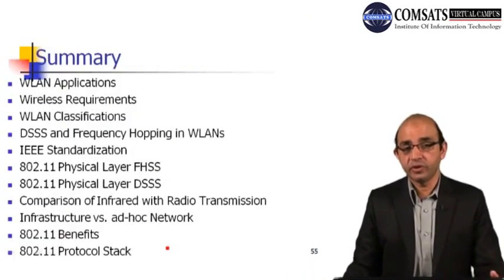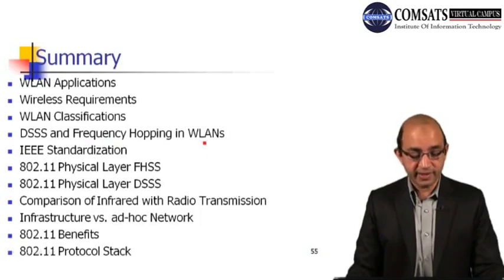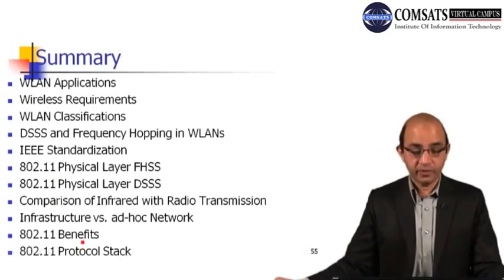So here we are going to finish the first part of this lecture, and in this first part we talked about wireless LAN applications, the requirements for wireless LANs, and then we classified different wireless LANs according to the techniques that are being used. We talked about direct sequence spread spectrum and the frequency hopping technique that is being used in wireless LANs, IEEE standardization 802.11, and then we compared different technologies, and lastly we talked about the 802.11 protocol.